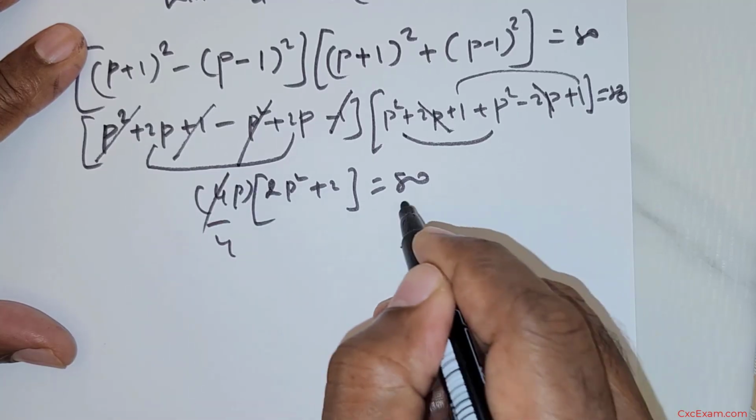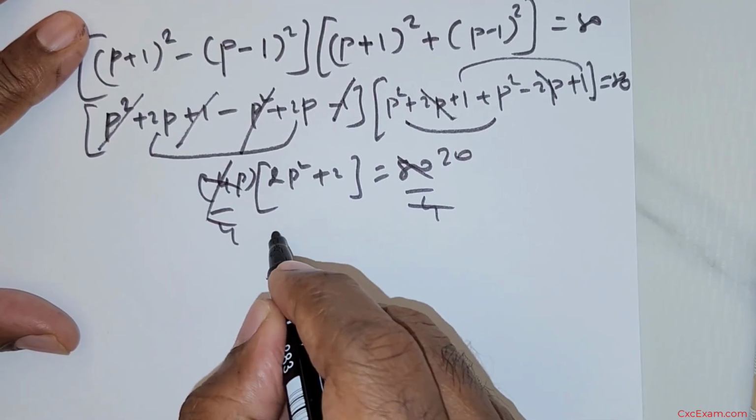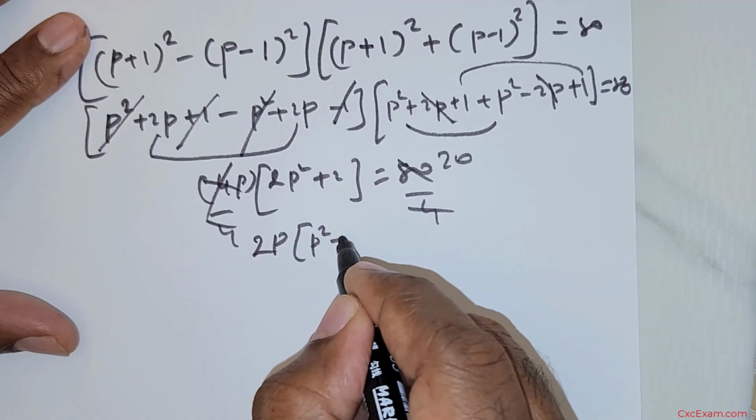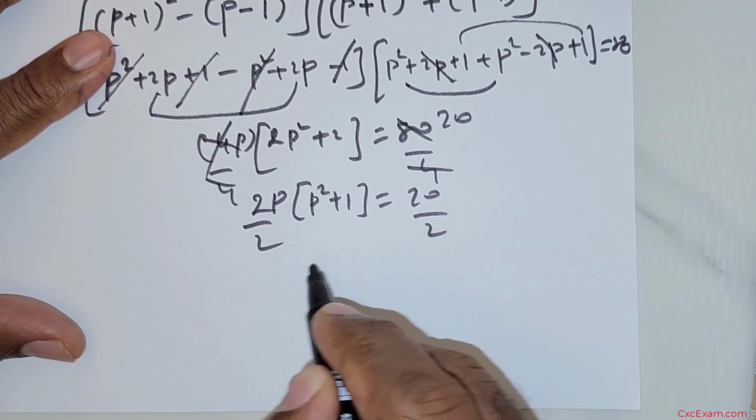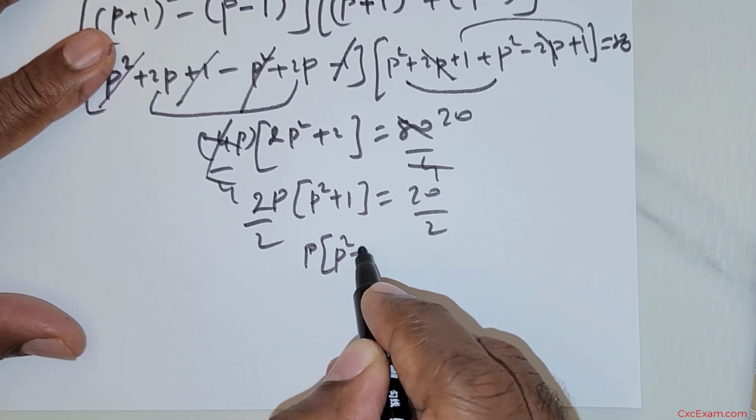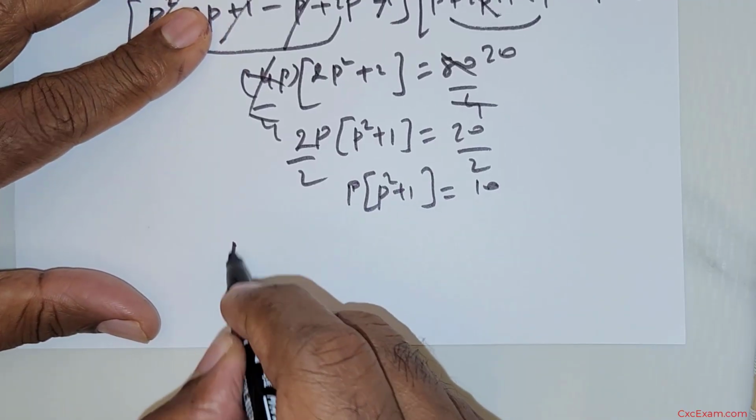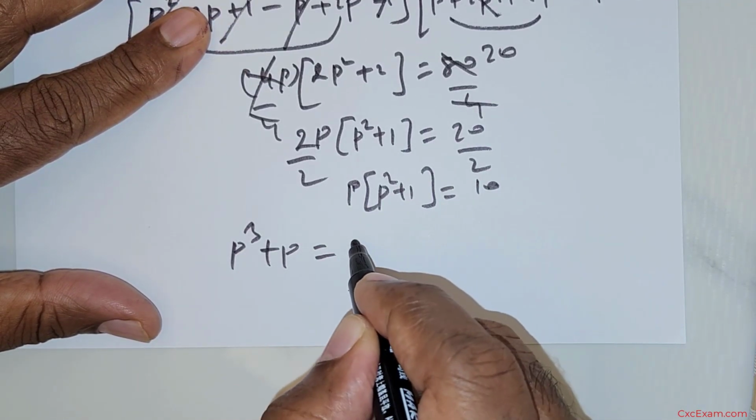Now you can divide by 4 both sides. So this will give you 20, and you have p times (2p squared + 2). Take that 2 out, you get p times (p squared + 1) is equal to 20. Now you divide by 2 both sides, you get p times (p squared + 1) is equal to 10. Now you expand this. So this is p cubed + p is equal to 10.